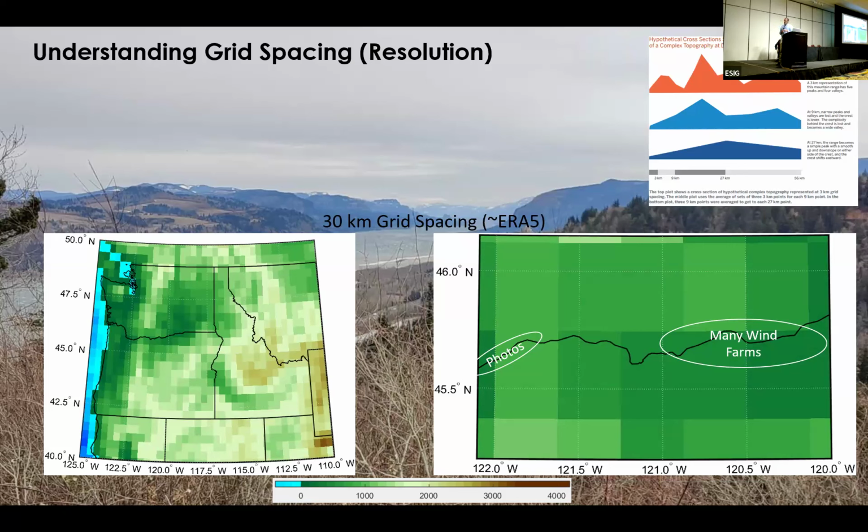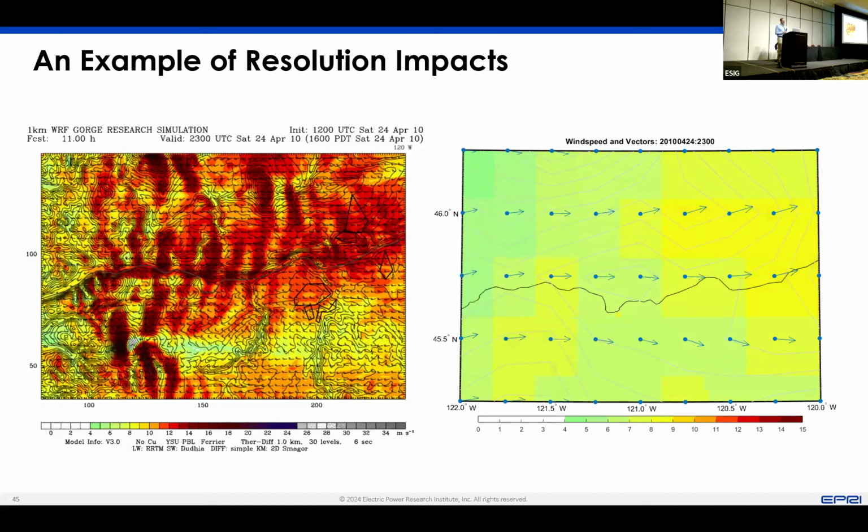And so what I've shown here in this plot is what this would look like in a vertical cross section. At 3 kilometers, you're actually seeing these mountain peaks and valleys in cross section. Whereas when you get to 27 kilometers, you basically have a mountain. So the model knows there's a mountain range here, but it doesn't know much else other than that there's a kind of saddle in this region right here.